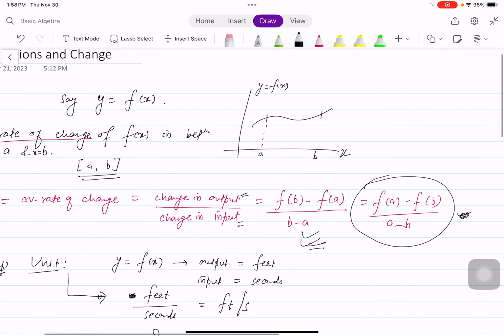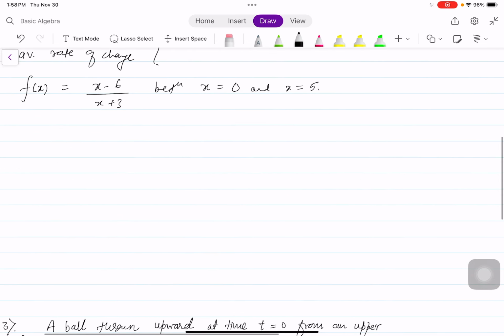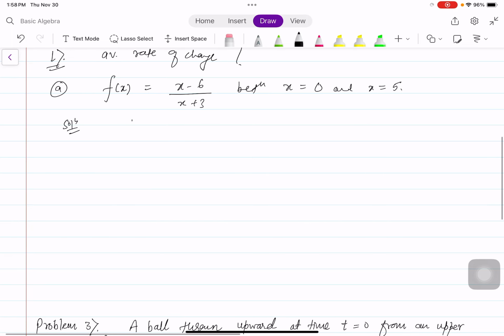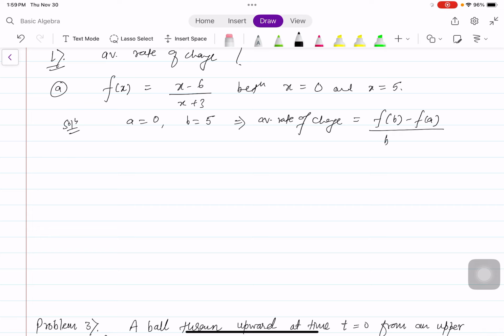If we go back to the figure, the starting point was a and the end point was b. So here it is between x equals 0 and x equals 5. Comparing with the notation, a is 0 and b is 5. So what is the average rate of change? First we write the formula, and now we plug in the values: f of 5 minus f of 0 over 5 minus 0.